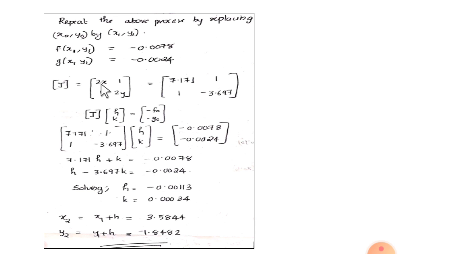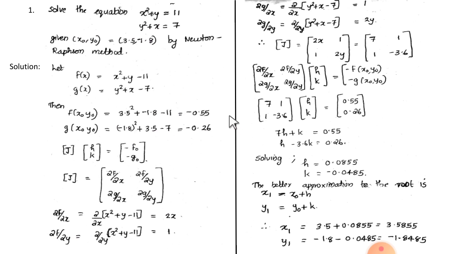Then here x will be the initial approximation, that is x1. So 2 into x1 you will get the value, 2 into y1 you will get the value here. Now do matrix multiplication and solve for h and k. So h is minus 0.00113 and k is 0.00034. Then the next approximation will be x2 equal to x1 plus h and y2 equal to y1 plus k. So you can repeat the step if needed. So this is about the Newton-Raphson method.